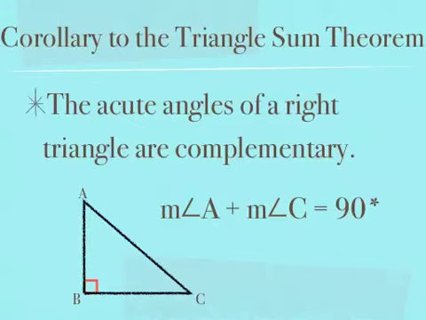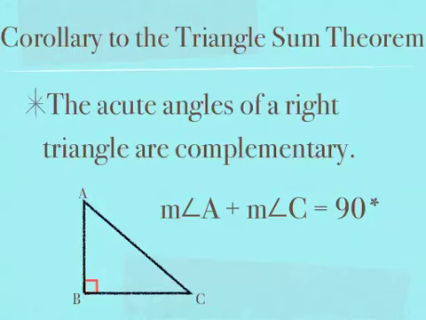Next is the corollary to the triangle sum theorem. A corollary is a statement that can be proven easily using the theorem. So think about the triangle sum theorem, which says that the three angles of a triangle add up to 180. So this corollary is going to follow pretty closely. It's not very difficult to go from the triangle sum theorem to its corollary.